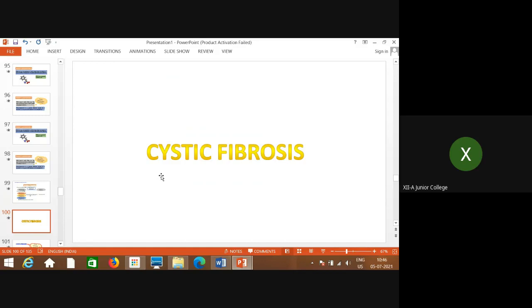Ma'am, what are the symptoms by which one will identify that they have this disease? At the end, we will discuss the symptoms. Symptoms as such, as I told you, this person behaves as a normal person. But when it exceeds, what happens to the person who is having this phenylketonuria disease?